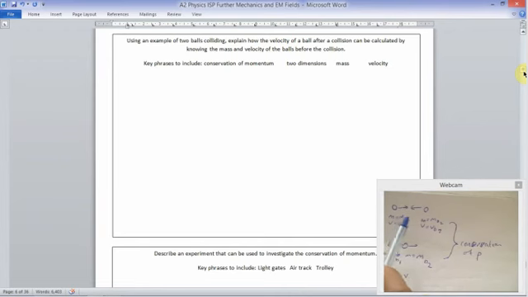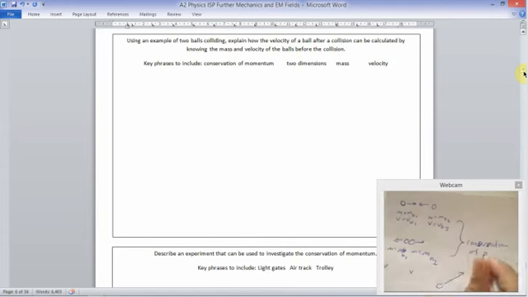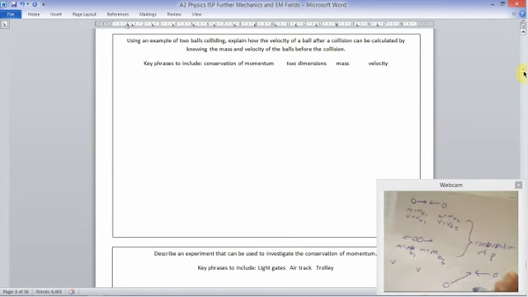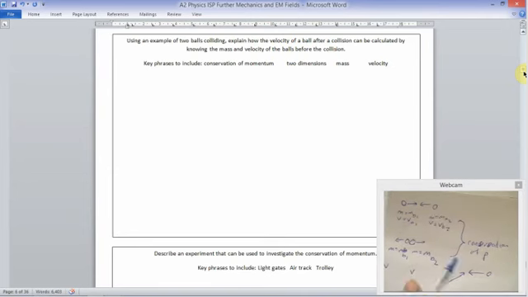This works in 2 dimensions, okay, so if you've got something going off at an angle like this, and another ball coming in like this, then afterwards momentum is conserved in both the vertical and horizontal dimension. At university you learn about the same in 3 dimensions. Okay, so that's how we do that.